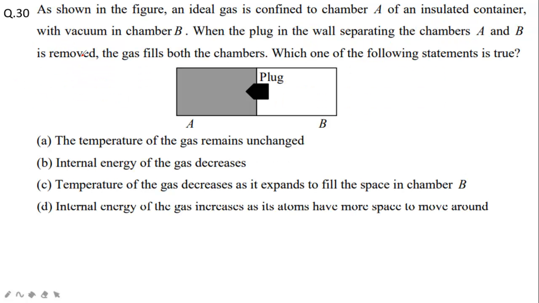The next question is: as shown in figure, an ideal gas is confined to chamber A of an insulated container with vacuum in chamber B. When the plug in the wall separating the chambers A and B is removed, the gas fills both the chambers. Which one of the following statements is true? So the question says there are 2 chambers, A and B, with an ideal gas filled in chamber A and a plug in the wall. If we remove this plug, the gas expands and fills chamber B also. Now the gas is in both chambers, so which of these statements should be correct? There are 4 statements, A, B, C, D. Let's read them.